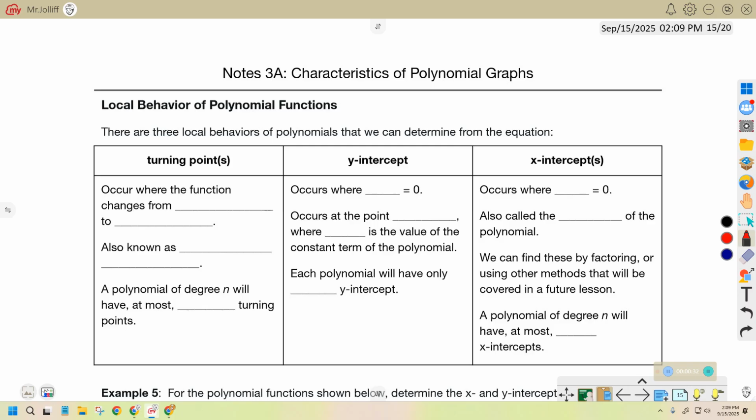Ooh. What does local behavior mean? Close to what?